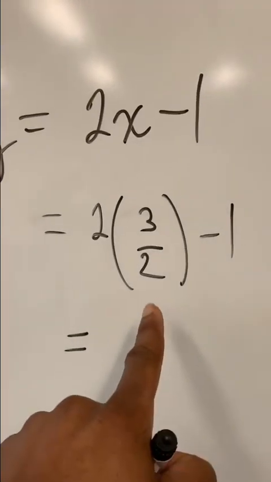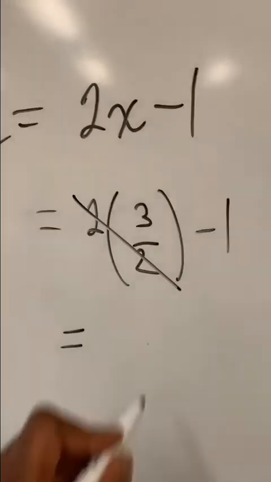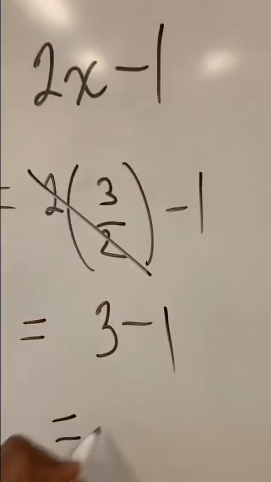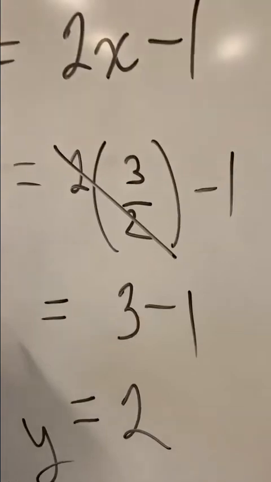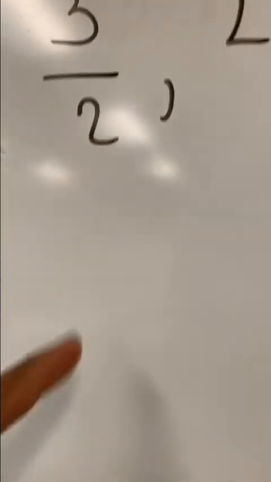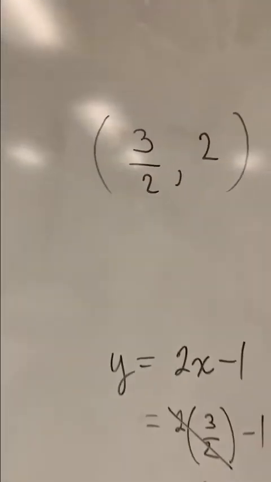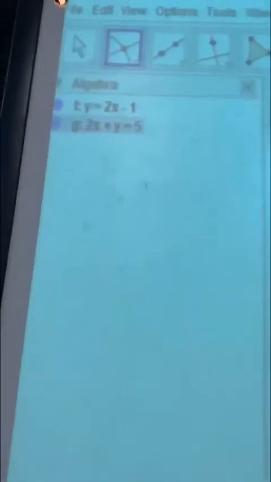All right, so here we go. Plug in my 3/2. Just so happens that I now have a 3 minus 1. The answer is 2. So guess what? Y is equal to 2. X is equal to 3/2. Y is equal to 2. That means my final answer is going to be written like this: X is 3/2. Y is 2. Problem is solved.